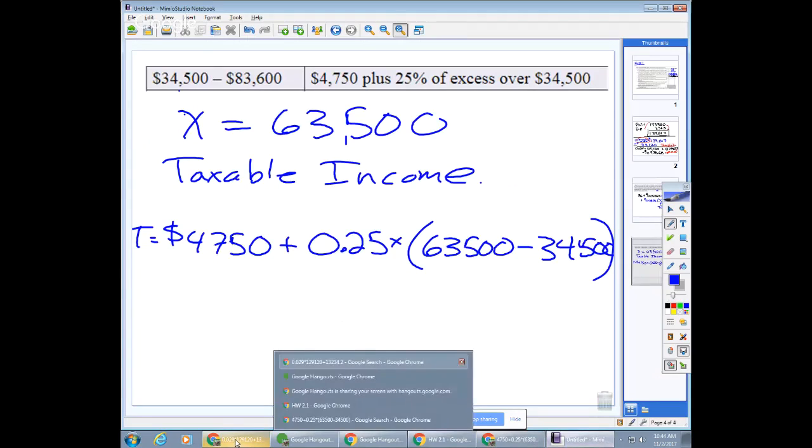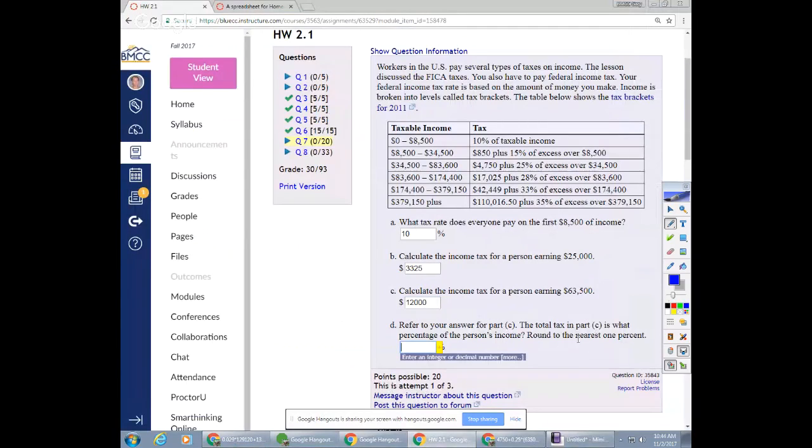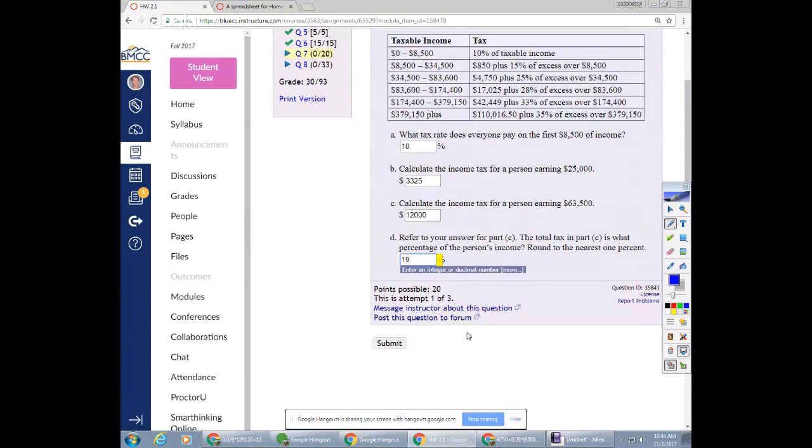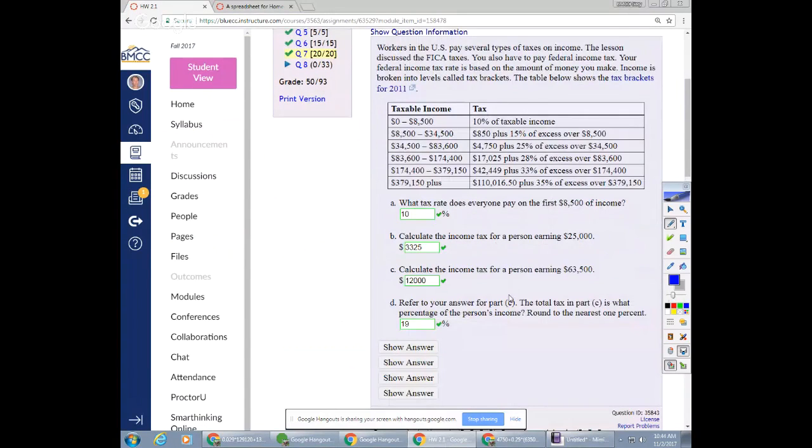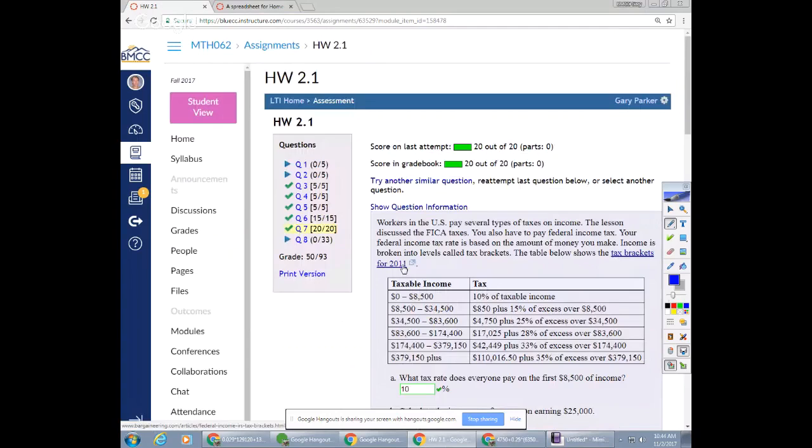I know, I'm just messing with you. So then it would be 19%. For this one, they want the nearest 1%, not 0.1%, so we would type 19% here. And submit. Woohoo, we're kicking butt.